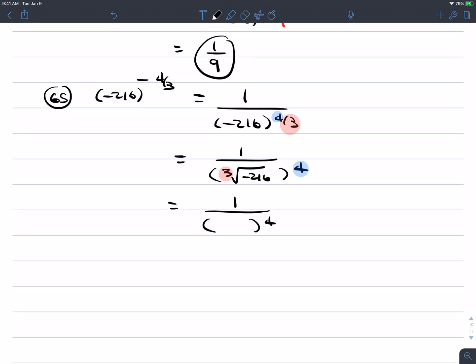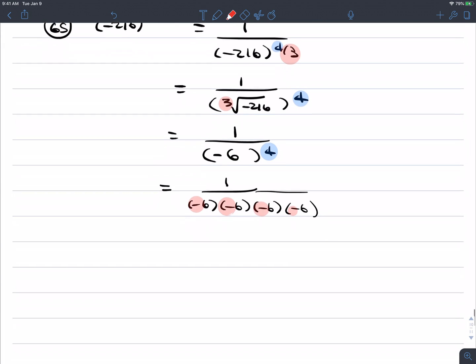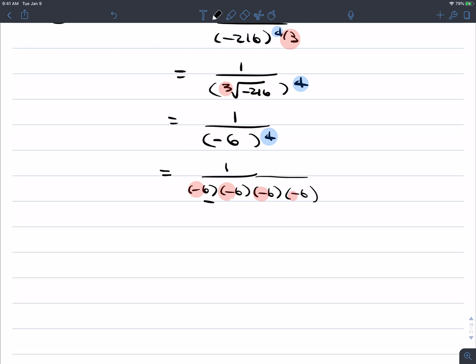Now remember, this is negative. We can take the cube root of a negative number, and the answer is going to be negative. What is the cube root of negative 216? Negative 6. So don't forget the 4th power is still here. And then this is negative 6 times negative 6 times negative 6 times negative 6. Negative times negative times negative times negative is a positive, is that right? So I'm just worried about 6 times 6 times 6 times 6. And what is that? 36.